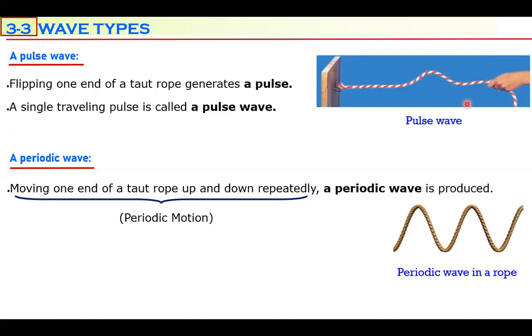That's why if we say a wave, it's okay. Wave doesn't mean always one crest and one trough. Just one pulse can also be said to be a wave. But if you produce many pulses, how? Moving one end of a taut rope up and down repeatedly. So, repeated motion is called periodic motion. So you produce a periodic wave. So you are going to move your hand up and down continuously, repeatedly, and you are going to produce a periodic wave on this rope. This is called periodic wave.